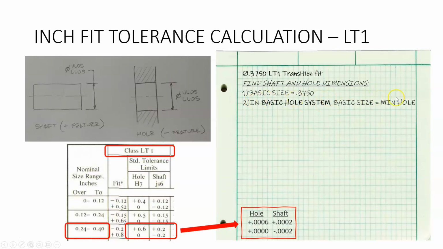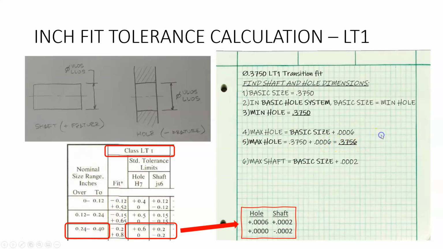All right, so the basic size is 0.3750. We're still in the basic hole system, so the basic size is equal to the minimum hole, and so the minimum hole is 0.3750. One done. The maximum hole is the basic size plus 0.6 of a thou. We get that from right there and right there. So the maximum hole is 0.3750 plus 0.6 of a thou, which is 0.3756.